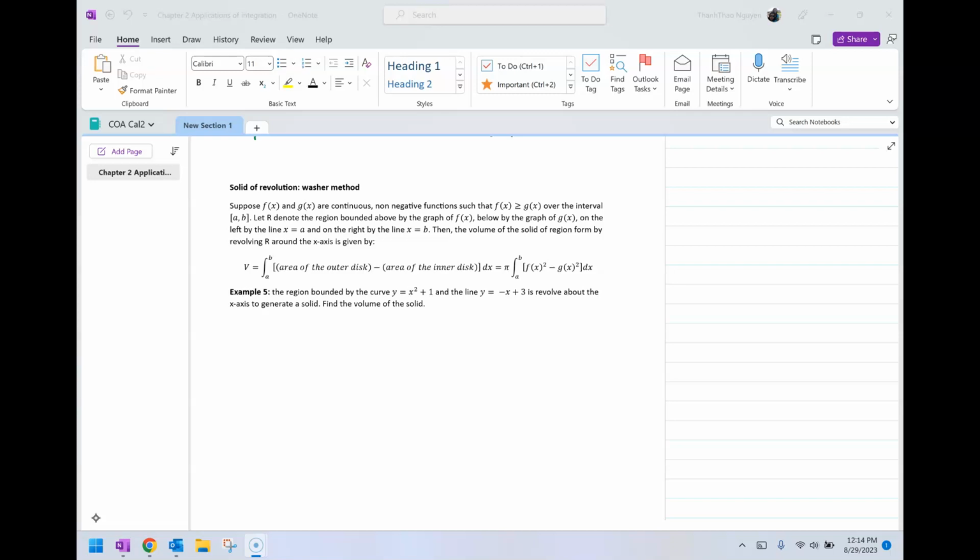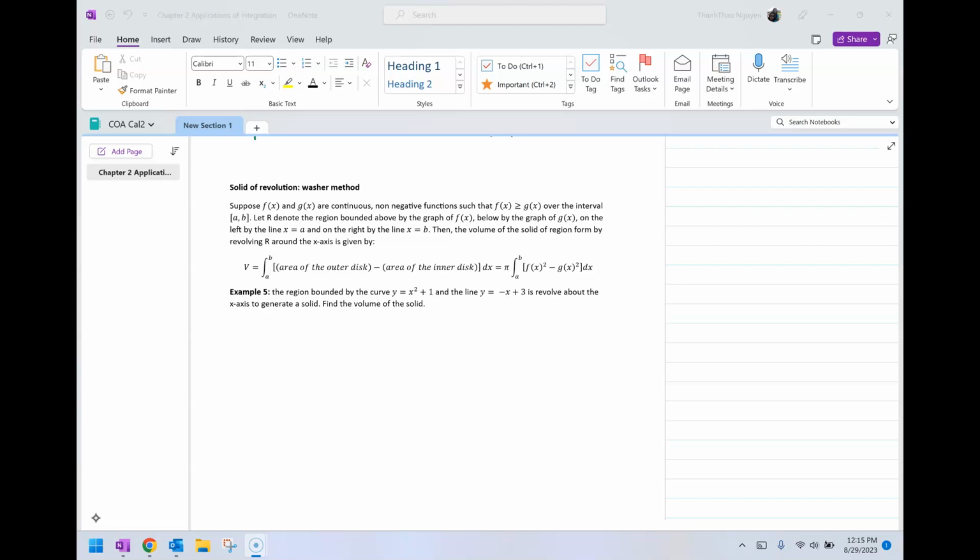Then the volume of the solid region formed by revolving R around the x-axis is given by the volume equal to the integral from a to b of the area of the outer disk minus the area of the inner disk times dx, or it is pi times the integral from a to b of f of x squared minus g of x squared dx.